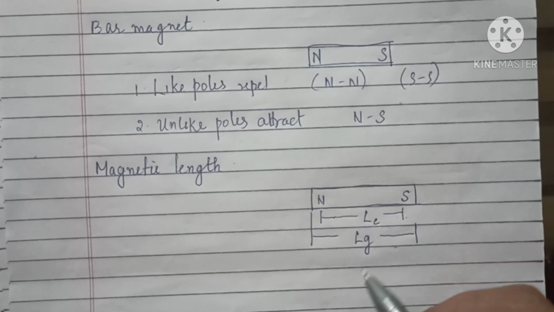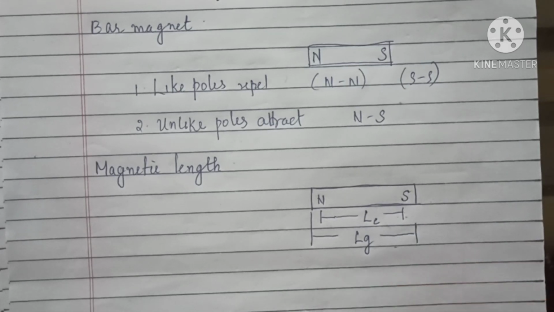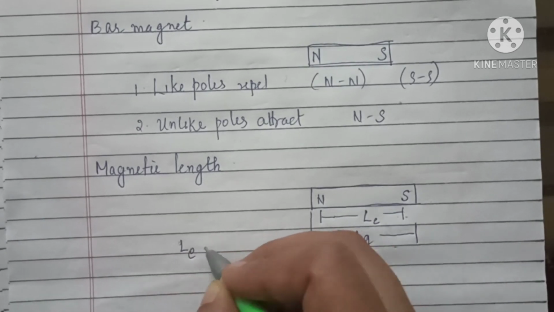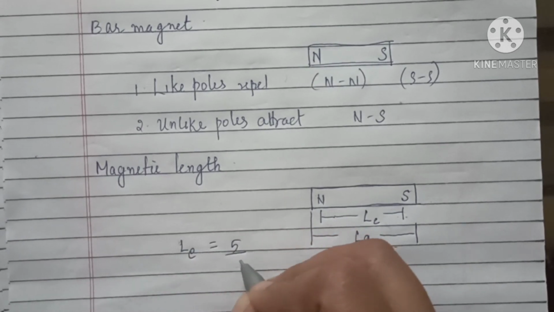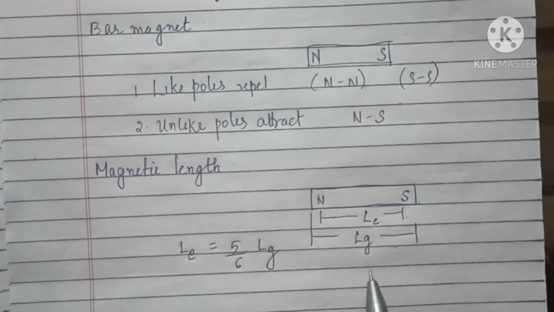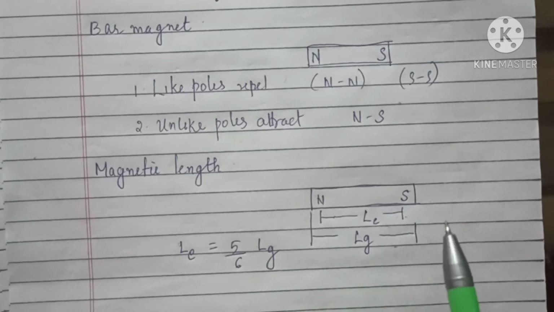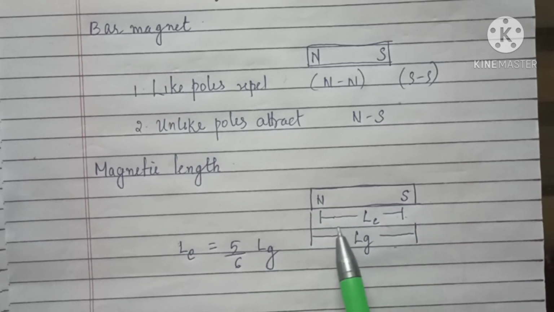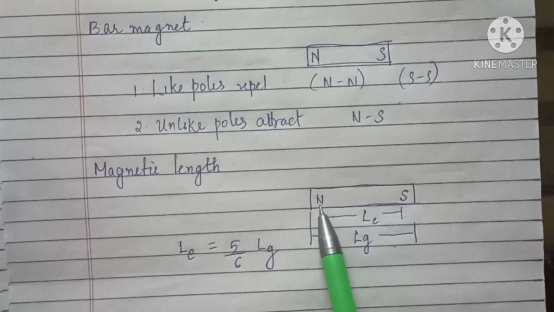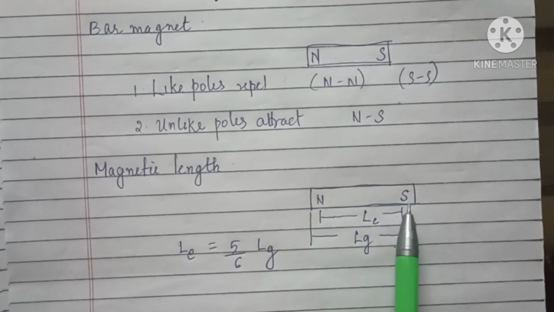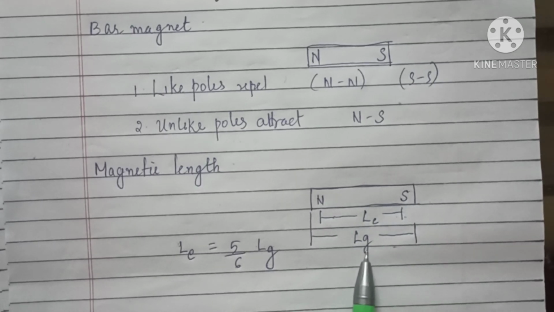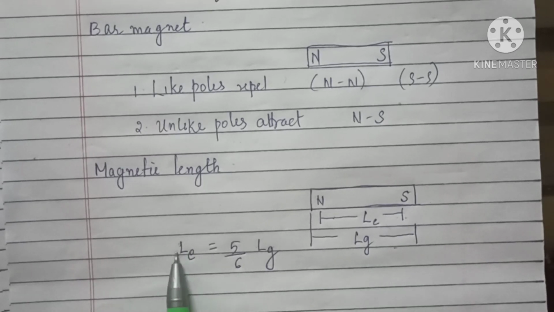Always this effective length or magnetic length is less than the geometric length. Understood? For a bar magnet, the effective or magnetic length is 5/6 of the geometric length. Geometric length means from this end to this end, by its shape. The magnetic length is marked from north pole to south pole, so it is a little bit less than the geometric length.